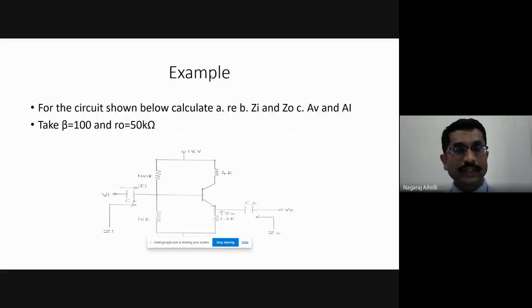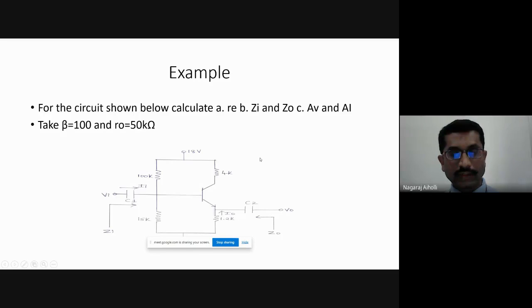Let us solve one example here. Take down this example. For the circuit shown below, calculate small re, Zi, that is input impedance, and capital Z naught, that is output impedance. Then AV voltage gain and AI current gain. Consider beta equal to 100 and R naught equal to 50 kilo ohms.